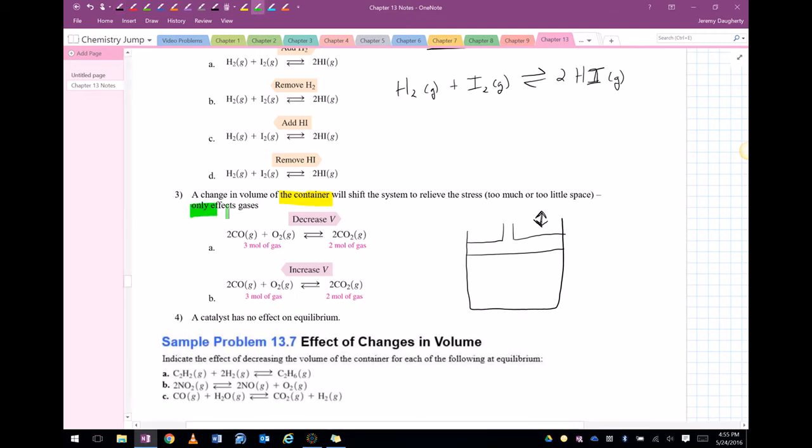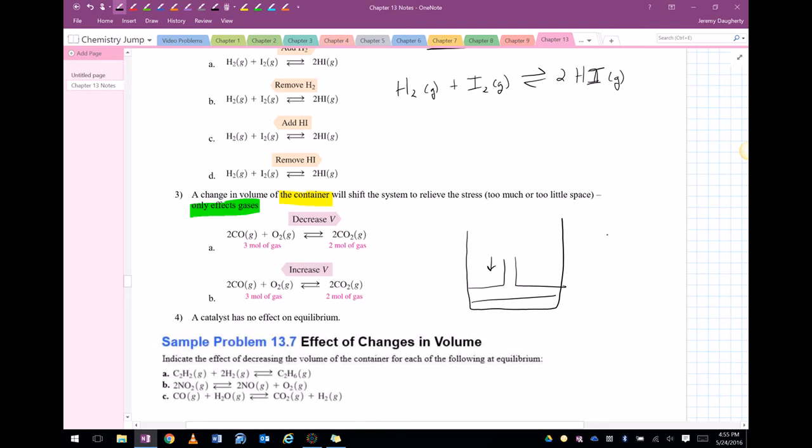gases. Right? So if these are all aqueous, changing the size of the container has no effect. But since they are gases, changing the size of the container does have an effect. Right? So if we decrease the volume, in other words, I take this and I push it down here, which decreases the volume of the container, right? So the stress is not enough space. So what we're going to do is shift so that we take up less space, right?